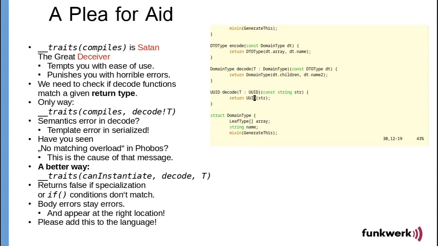Have you seen, while you were passing lambdas to the standard algorithm functions, have you ever seen a no matching overload error? This is that error. This is the exact error. Luckily, there is a better way, and it's can instantiate. If we had a trait that could let us take a template and a template parameter, let's say UID or domain type, and see if the template could be instantiated for that type, in theory, so if the template specialization matches and if the template constraint matches, and then if an error happened inside the template itself, then this error would still be reported inside the template. It wouldn't make traits can instantiate return false.